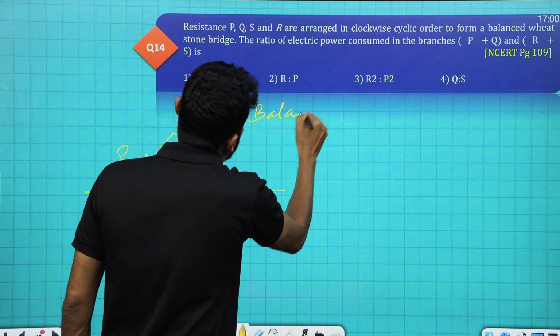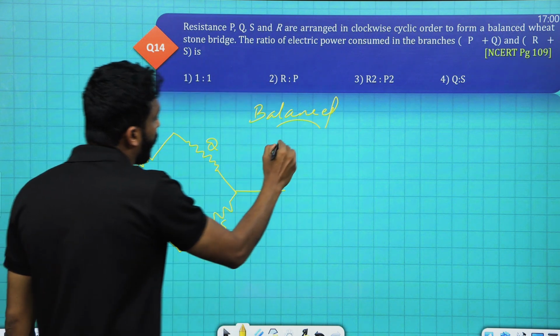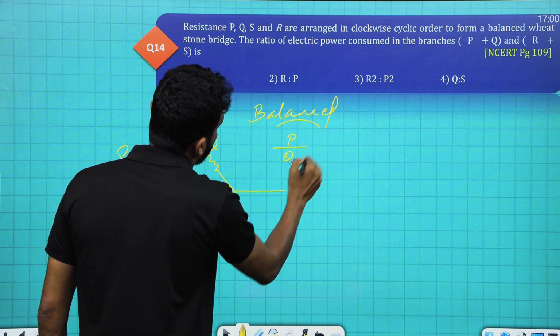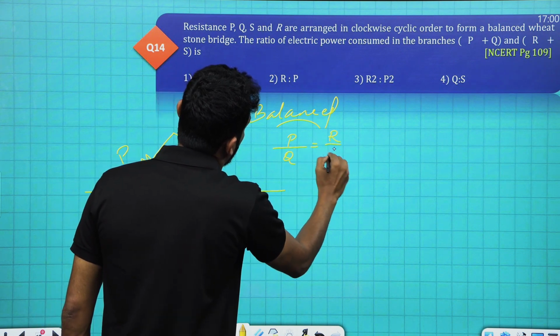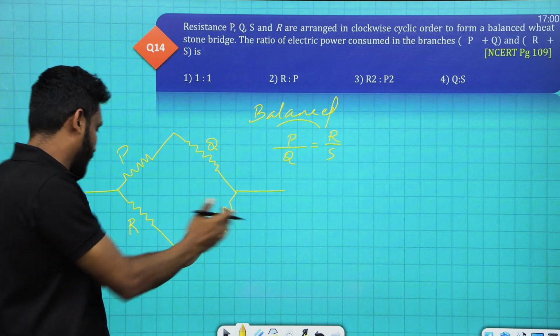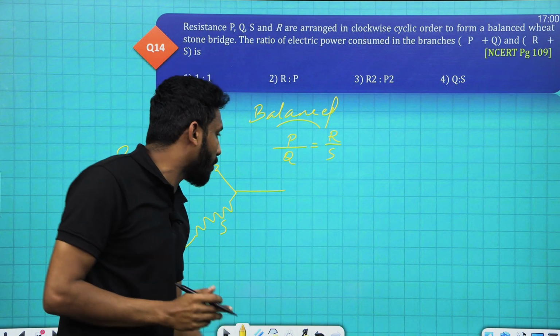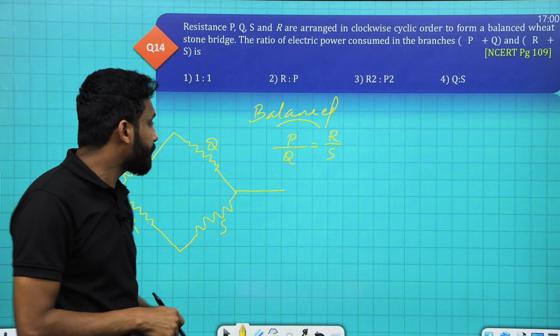What is the balanced condition? The balanced condition is that P by Q is equal to R by S, or P by R is equal to Q by S, or S by R is equal to Q by P. In any manner we can say it, no problem. This is the balanced condition.